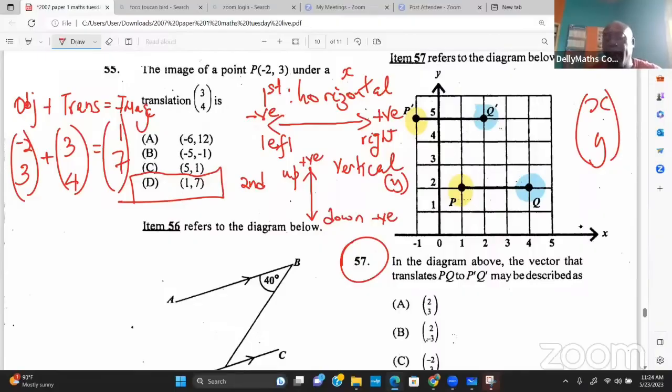Now, if I am at Q and I intend to go to Q prime, I have to think. Remember, I have to move horizontally first. Do I move to the left or to the right? If you decide to go to the right, you'll realize that you will never line up with your Q prime. So you can't go to the right first. You have to go to the left. Count the number of spaces based on the scale that you have.